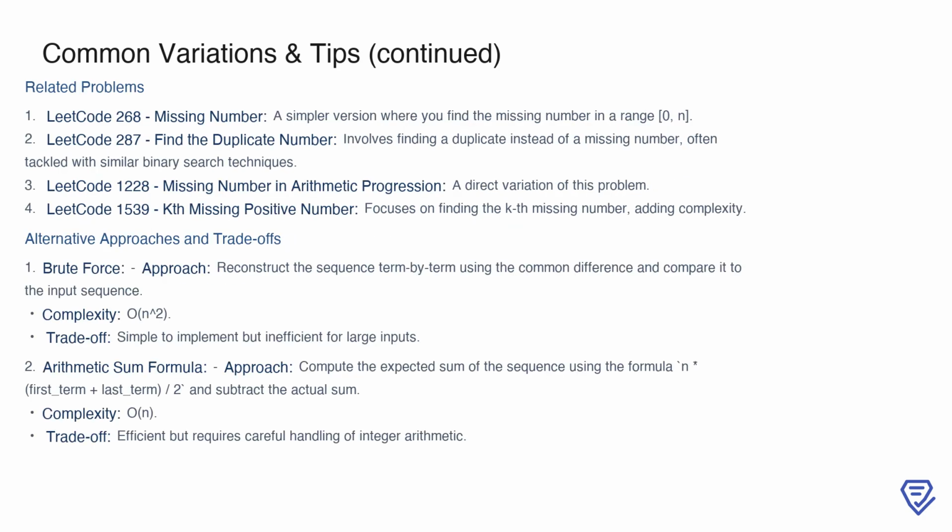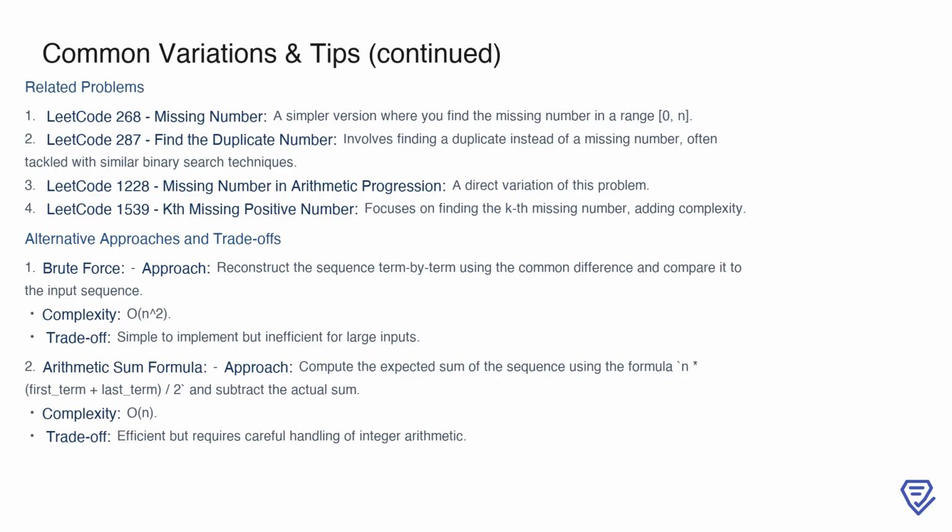This problem is closely related to others that involve missing or duplicate numbers in sequences. For instance, LeetCode 268 asks you to find the missing number in a range 0 to n, which is a simpler version of this problem. LeetCode 287, on the other hand, involves finding a duplicate number, often using similar binary search techniques. This problem, LeetCode 1228, directly focuses on arithmetic progressions, while LeetCode 1539 adds complexity by asking for the kth missing positive number. When it comes to alternative approaches, brute force is straightforward but inefficient.